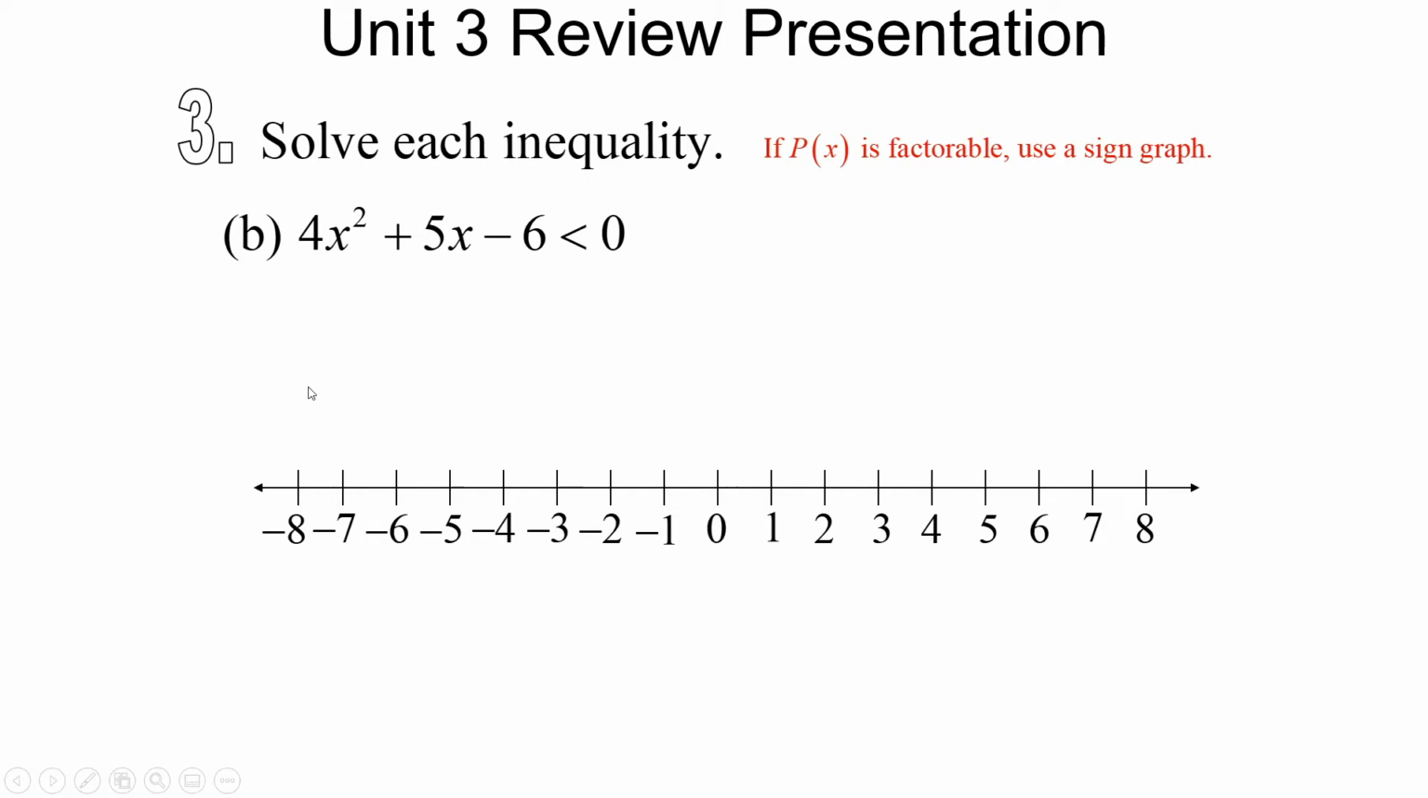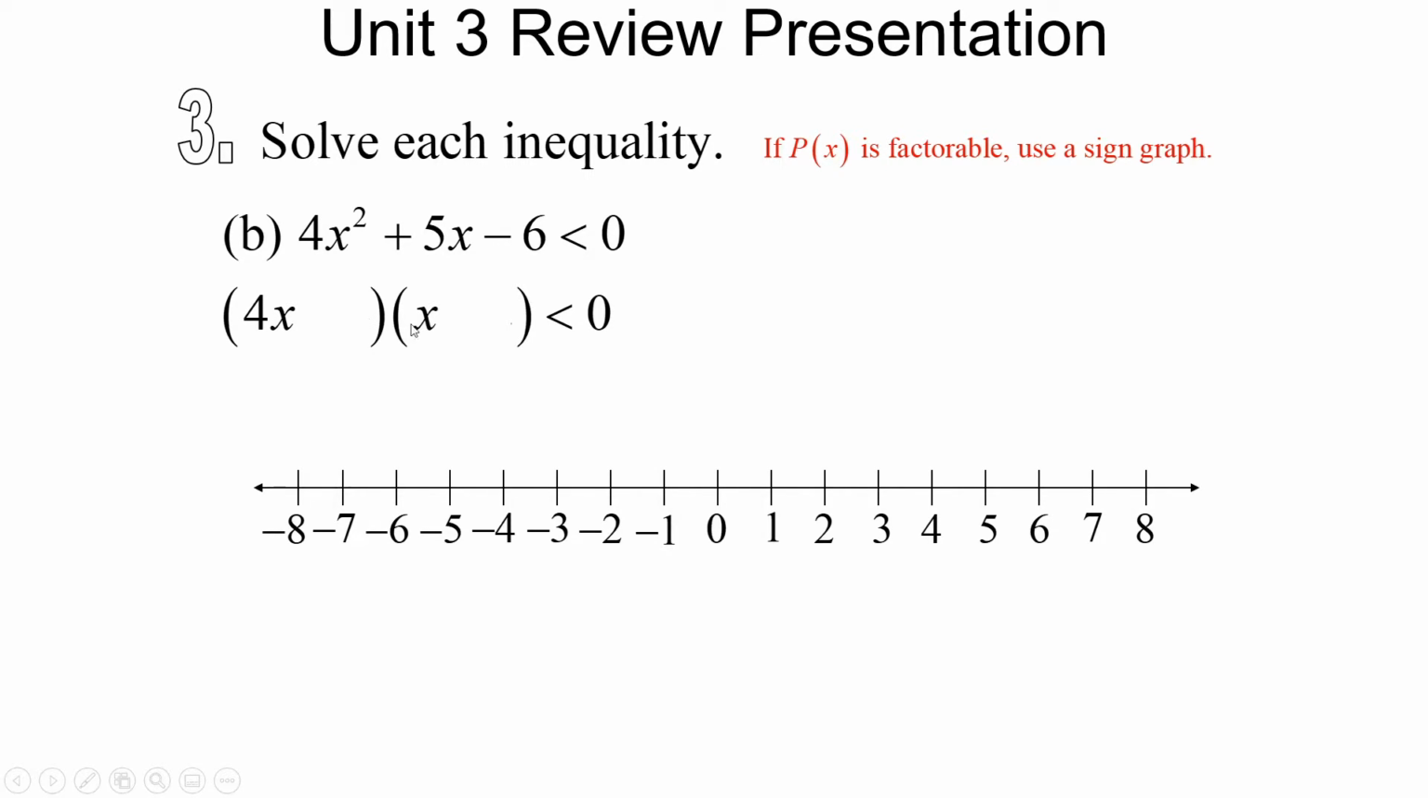Part B. We better factor this one. Okay, well, it's either going to be a 2x and a 2x or a 4x and an x. And I see the -6 and the 5. I'm thinking 4x and x. Let's give it a shot. Okay, I need a product of -6 now. All right, let's think carefully. Maybe a 6 and a 1.